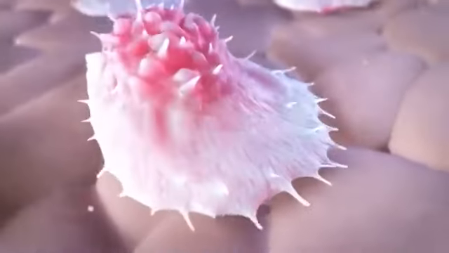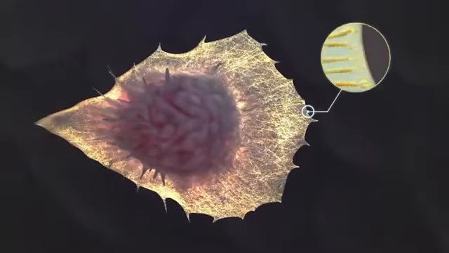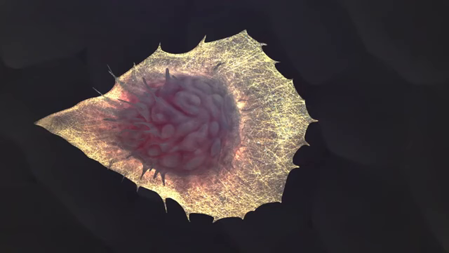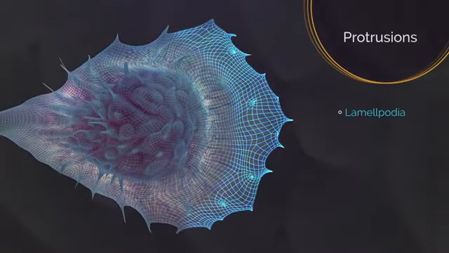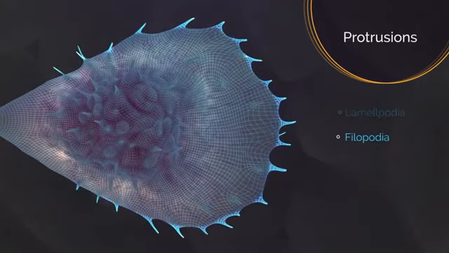At the leading edge of a moving cell, actin filaments are continuously treadmilling, branching off, and cross-linking. These activities push the plasma membrane, forming cell protrusions, such as wide, blunt projections called lamellipodia, and narrow, pointed projections called filopodia.